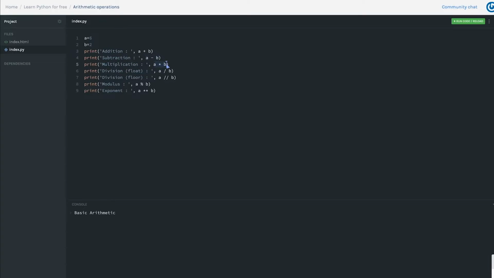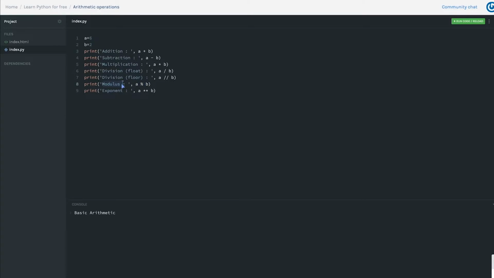Multiplication, A star B. Division, float division, is what we would normally call division. So if you divide 3 by 2, you get 1.5, A divided by B. Then we have something called floor division. Floor division is sort of an artifact from older versions of Python, where it used to be that if you divided 3 by 2, you would get the answer 1, not 1.5. So floor division actually does that old type of division. If you divide 3 by 2, you will get 1, not 1.5.